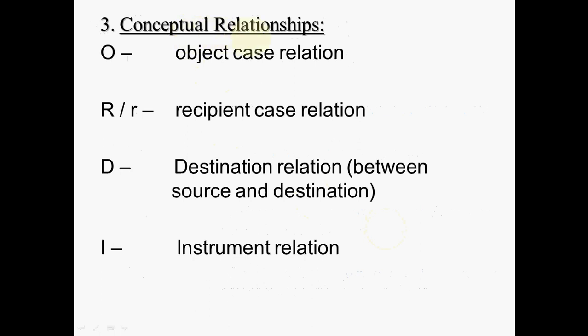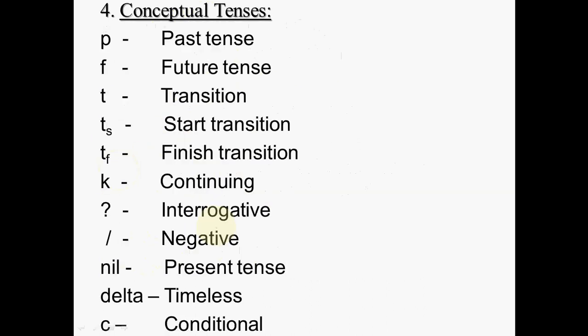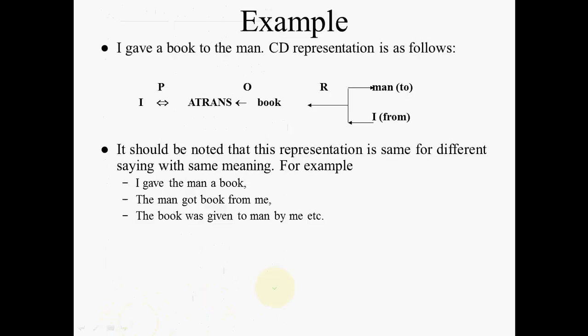Then there were conceptual relationships also that we had seen. O for object case relation, R for recipient case, D for destination relation, I for instrument. And the fourth component is conceptual tenses. P for past tense, F for future tense, transition, start transition, finish transition, continuing, interrogative, negative, nil. When you don't write anything, it means it's a present tense. Delta means timeless, C for conditional.